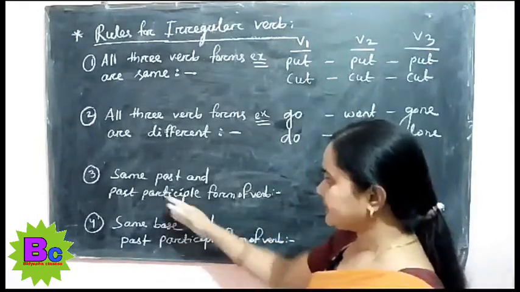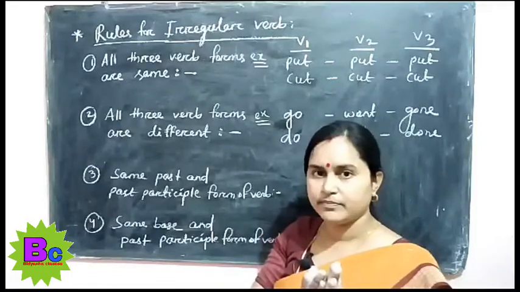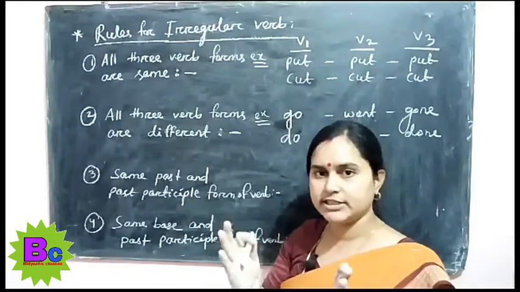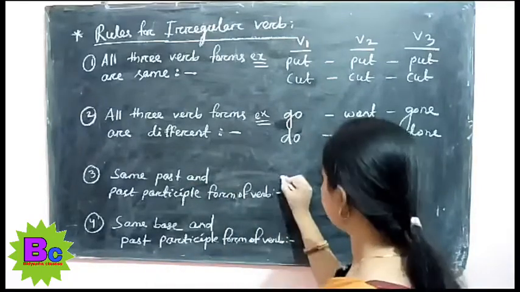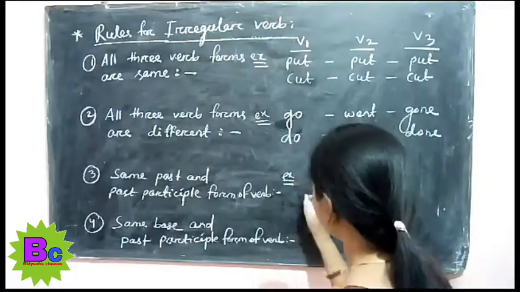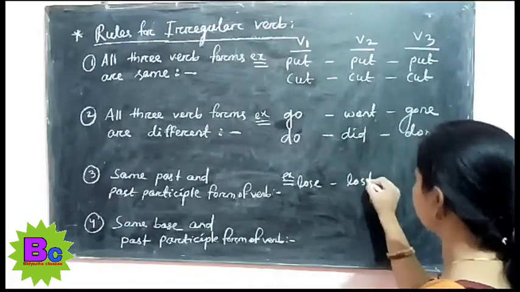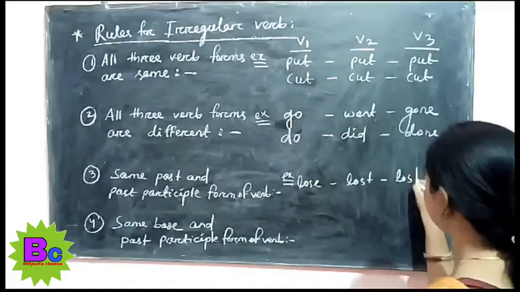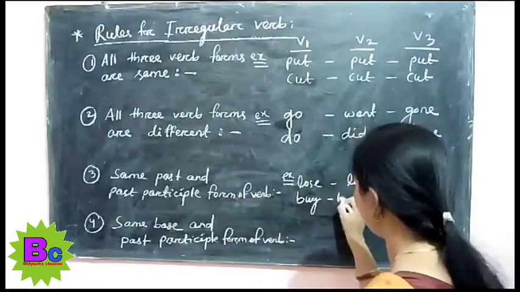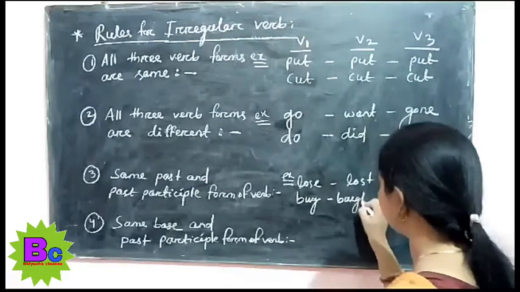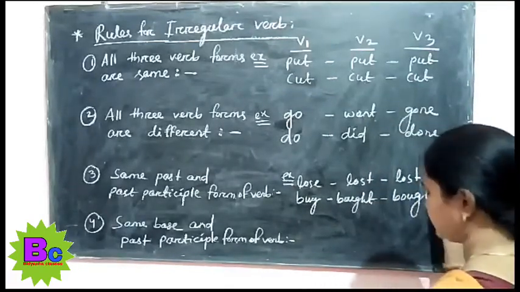And the third one: same past and past participle form. The base form changes into past and then it remains the same in the past participle form. For example, lose, lost, lost. Similarly, we can take another example: buy, bought, bought. Okay.